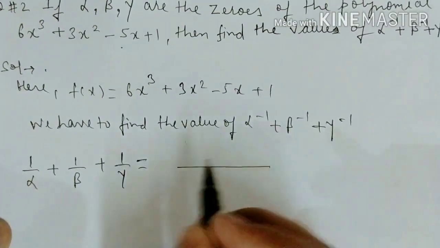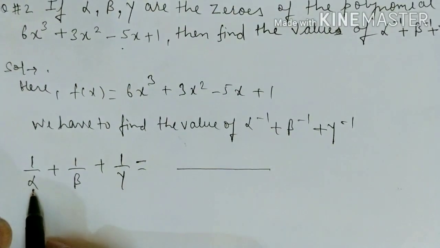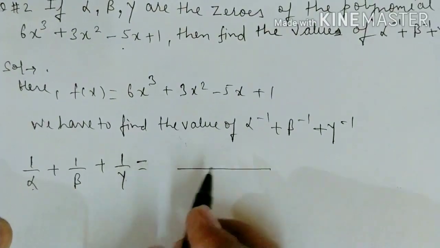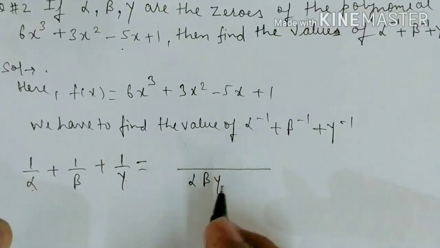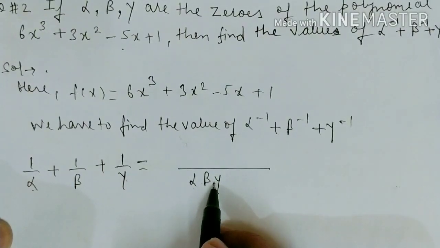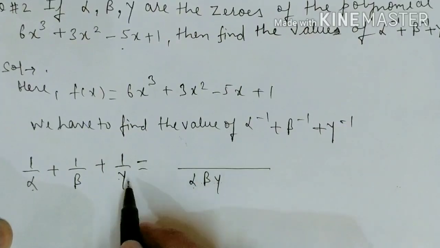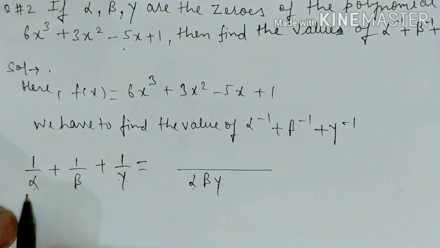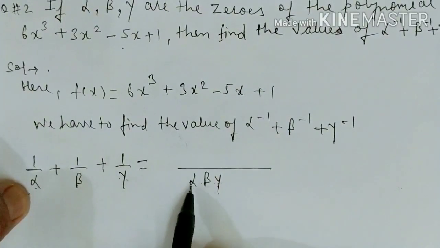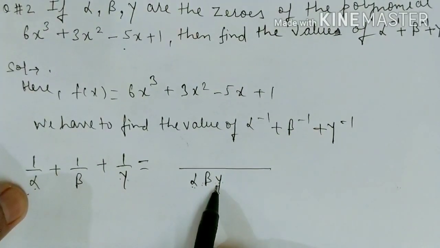Just simplifying it by taking the LCM. What will be the LCM? Alpha, beta, gamma will be the LCM. When you divide by alpha, beta, gamma, the gamma will be cancelled out. First we will start from here. Alpha, beta, gamma is the LCM.